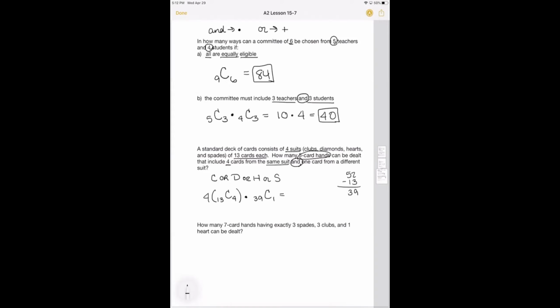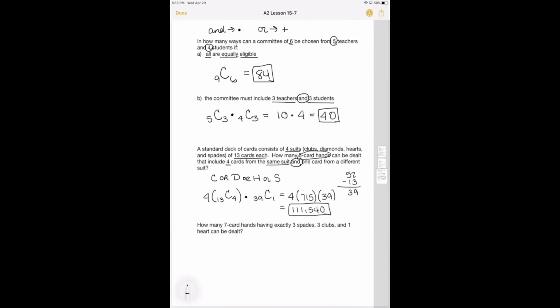So I want to get 4 cards from the same suit, so I can do clubs or diamonds or hearts or spades, and I want to get 1 card from a suit that is different from whatever the first suit is. So now let's go ahead and figure this out. I'm going to put 4 here. Let's do 13C4. 13C4 gives me 715. And then 39C1 should give me 39. Yep. Let's multiply 39 times 4 times 715, and I'm getting 111,540 different ways I could have 4 cards from one suit and 1 card from another suit.